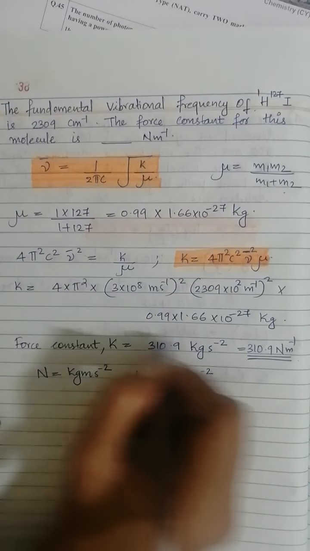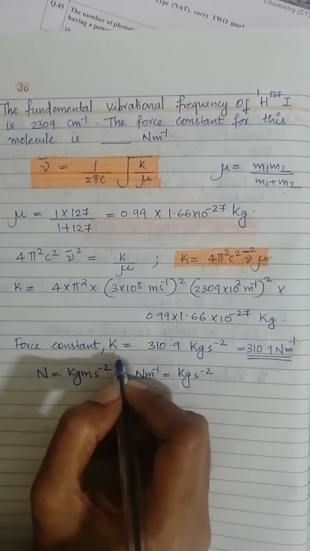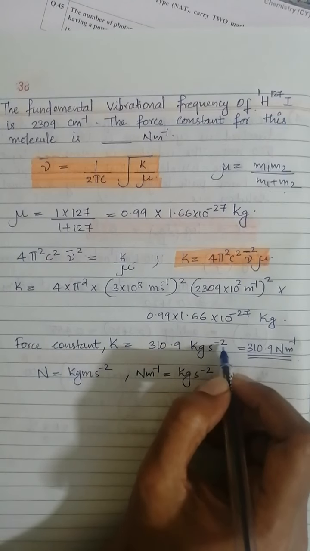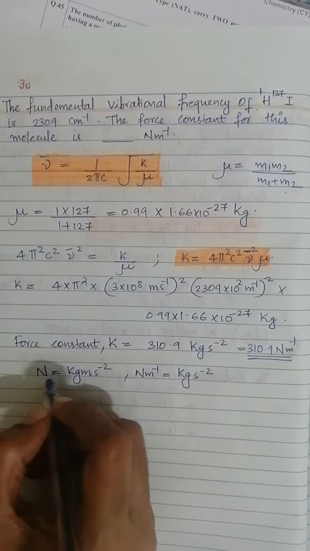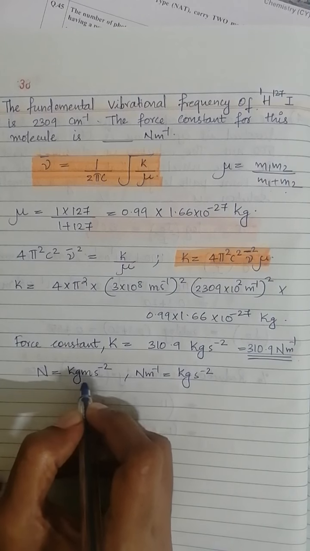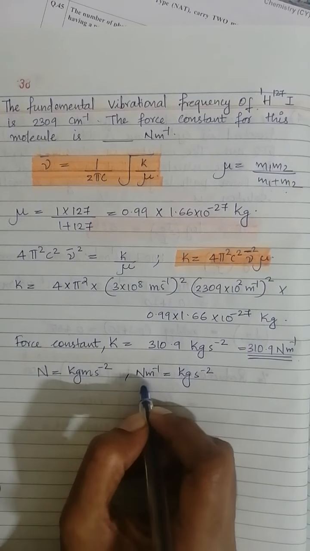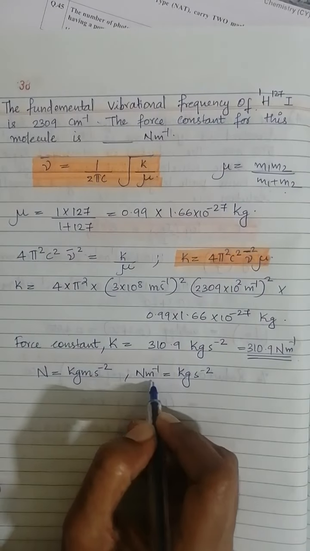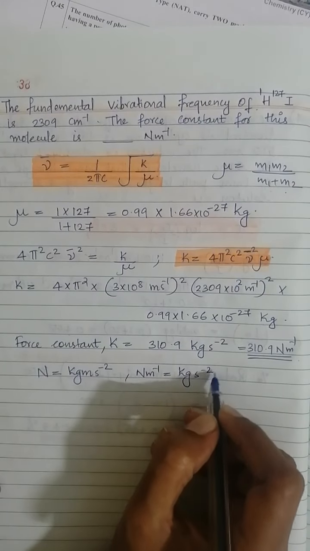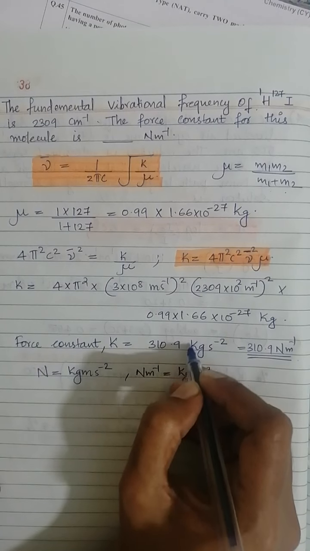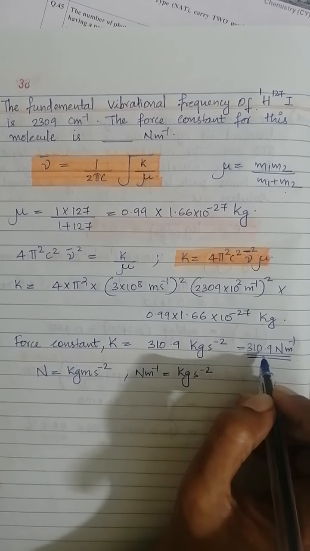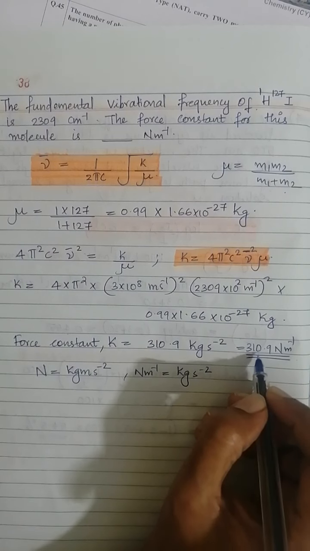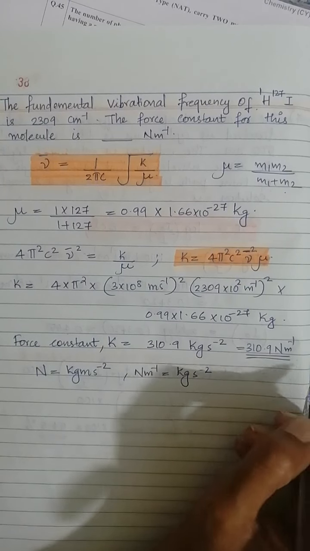So substituting all the values here, we'll get force constant k is equal to 310.9 kilogram second^-2. Newton is nothing but kilogram meter second^-2. And since we need the answer in Newton per meter, that is equal to kilogram second^-2. Now we have obtained the answer in kilogram second^-2, which is nothing but Newton meter^-1. So our answer will be 310.9 Newton meter^-1.